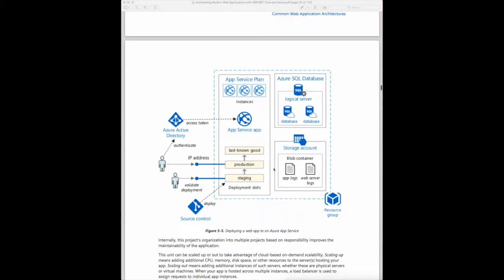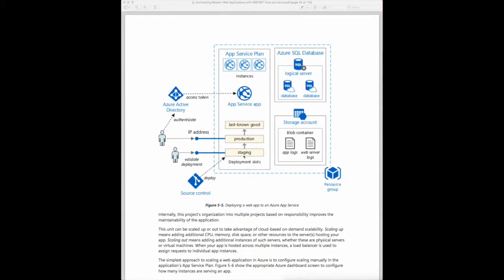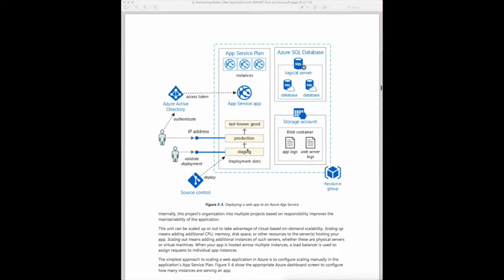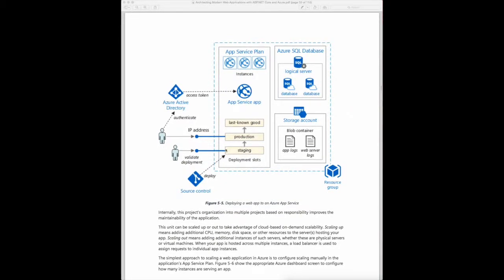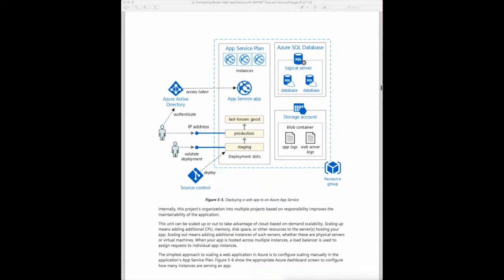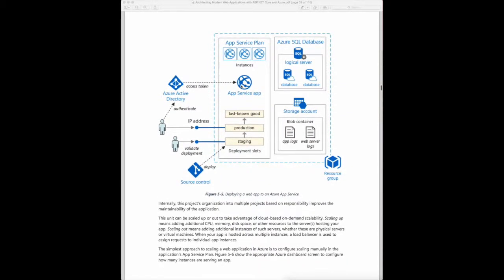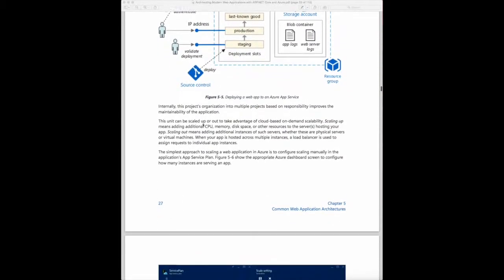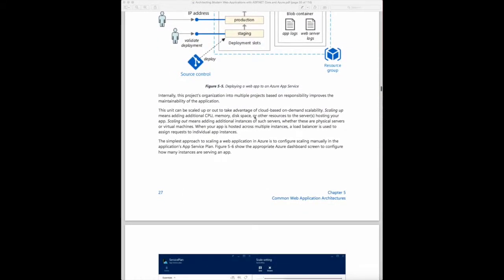Here it shows the Azure deployment architecture. You put your stuff in staging, somebody reviews it in staging, and pushes it to production. Basically in Azure, you have Azure Active Directory for authentication, which is an infrastructure service. They provide you databases, storage accounts, web containers, and all those other services.